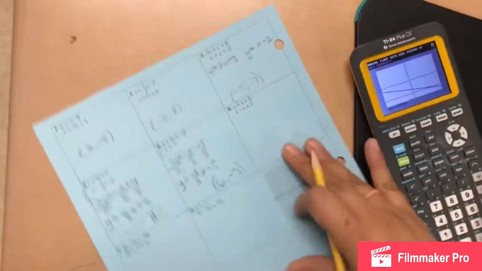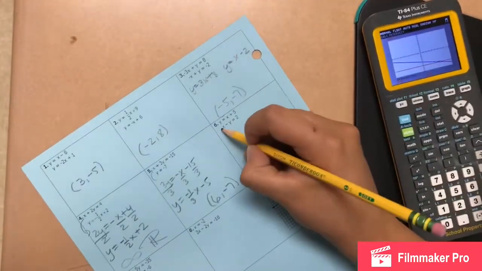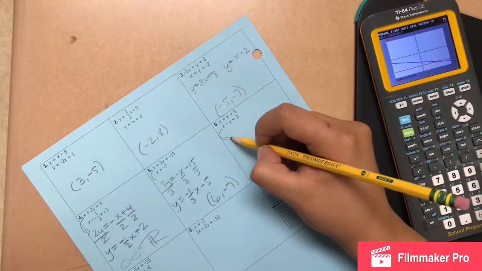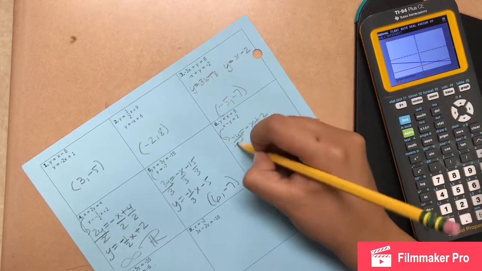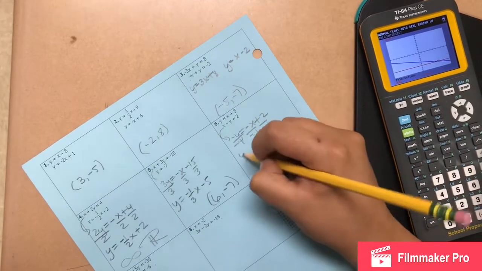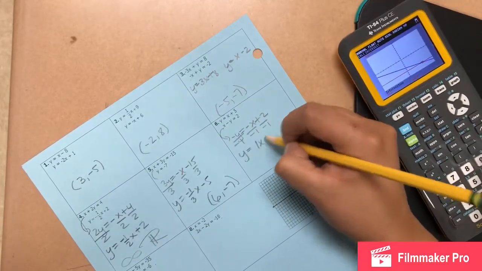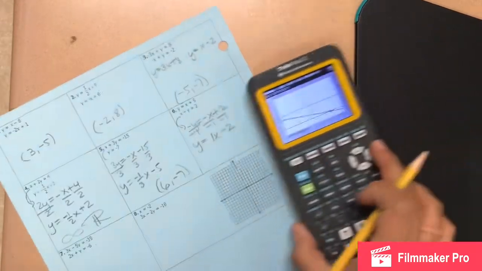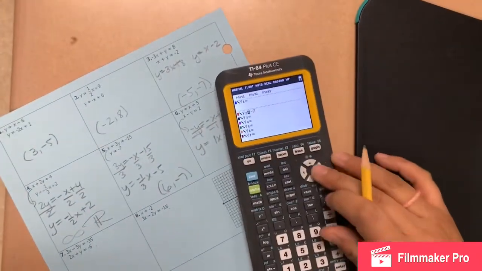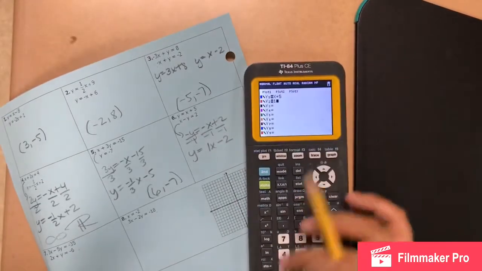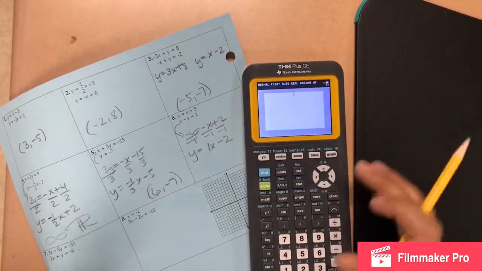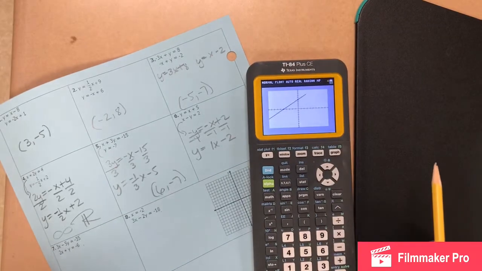Number 6, the first one's in slope-intercept form, but the second one is not. So we're going to subtract x. So I have negative y equals negative x plus 2. Divide everything by negative 1. So y equals 1x minus 2. Then we graph both on my calculator. So the first one was x plus 5. And the second one we said was 1x minus 2, or just x minus 2. Hit graph.